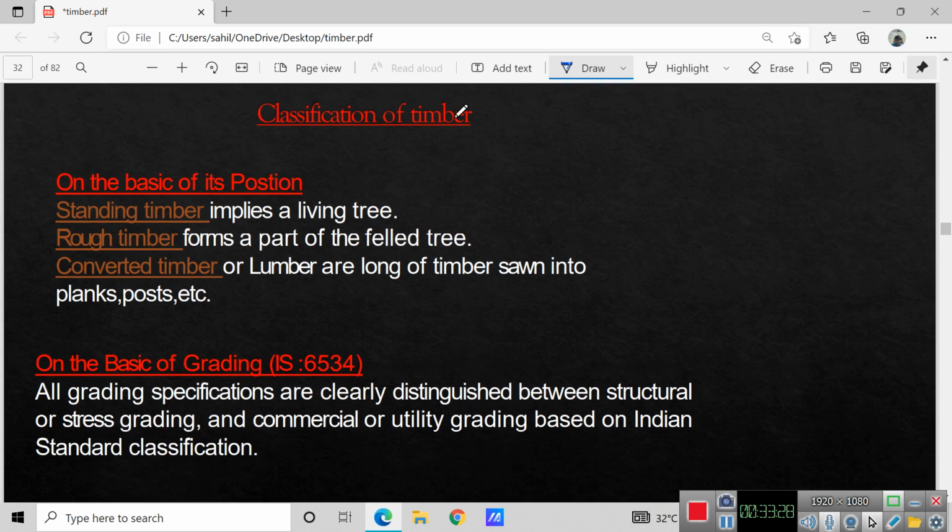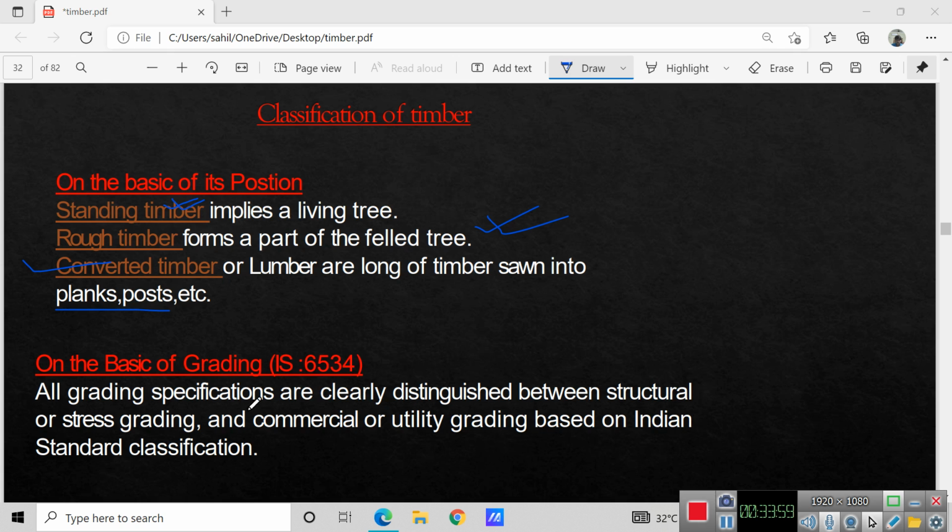Now, classification of timber on the basis of its position. Standing timber means a living tree. Rough timber forms a part of the felled tree. Now converted timber or lumber is timber sawn into planks, posts, etc. The converted timber means processed timber, which is basically made into planks, posts, etc.